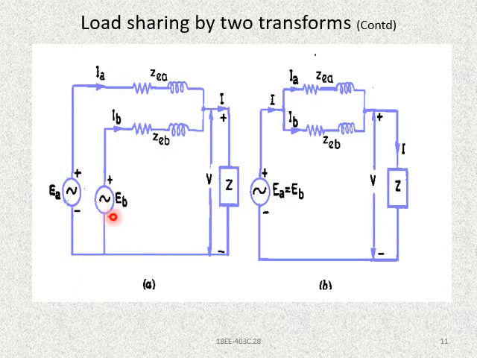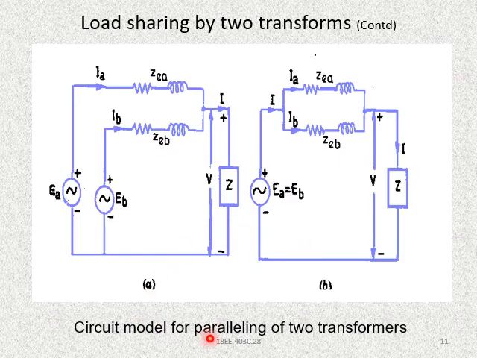And there is a second transformer of EB, which is inducing a current of IB and has an impedance of ZEB, the equivalent impedance of transformer B. This is a circuit model for paralleling of two transformers, and again these two are connected in parallel, inducing a common current of I and a common voltage of V, and sharing the common load of Z.